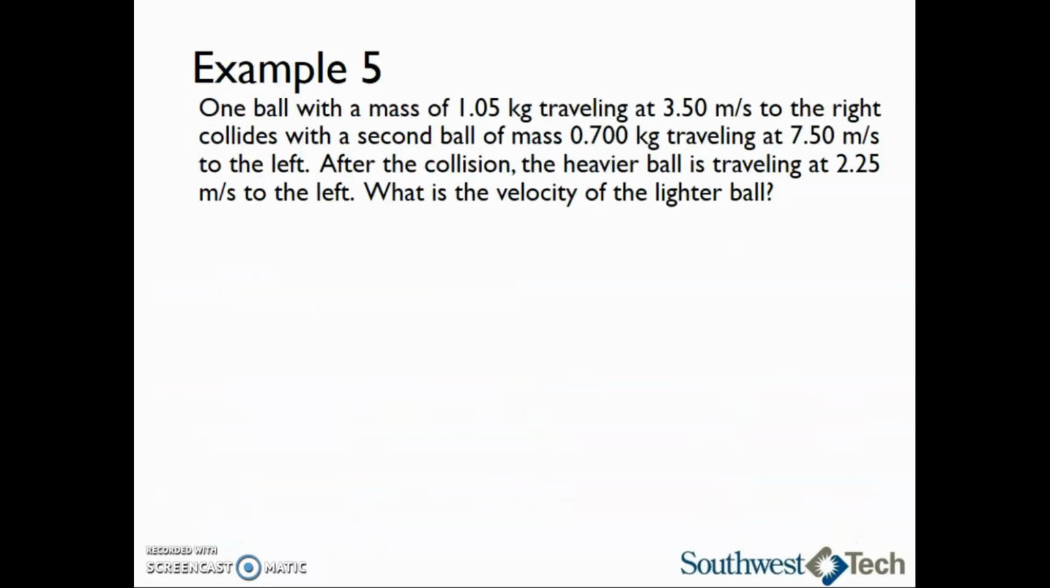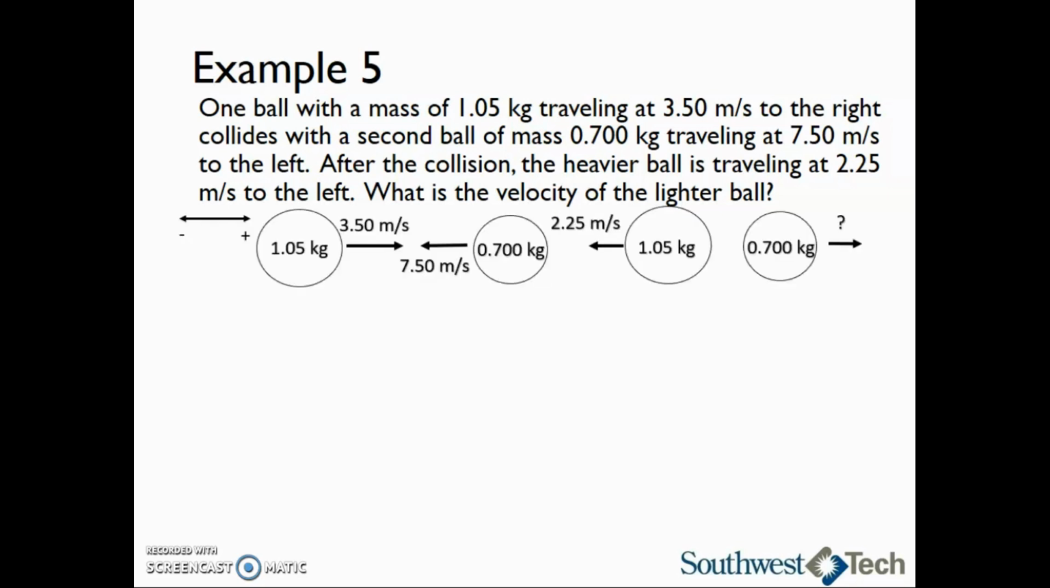Let's take a look at an example of an elastic collision. One ball with a mass of 1.05 kilograms traveling at 3.50 meters per second to the right collides with a second ball of mass 0.700 kilograms traveling at 7.50 meters per second to the left. After the collision, the heavier ball is traveling at 2.25 meters per second to the left. What is the velocity of the lighter ball? The easiest way to tackle a problem like this is to draw and label a picture first. Let's define movement to the right to be positive and movement to the left to be negative.